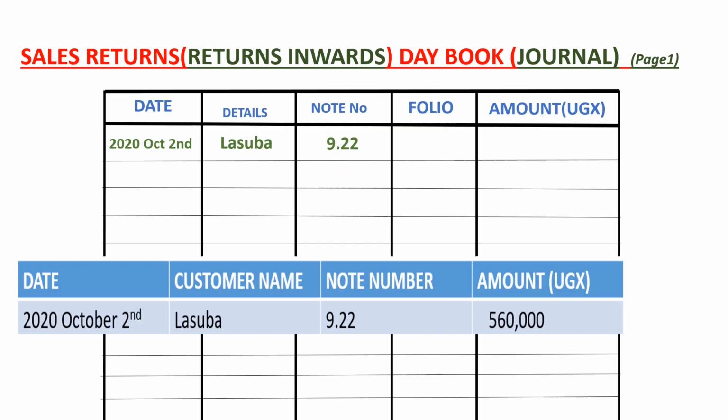Now, when they return goods, there is a source document that is associated with sales returns. I'll explain the source document when we are dealing with Lasuba's account in the sales ledger. So we'll continue and we go to the amount. The goods that he returned were 560,000 Uganda shillings. So now let's go ahead to the sales ledger, to the Lasuba account.